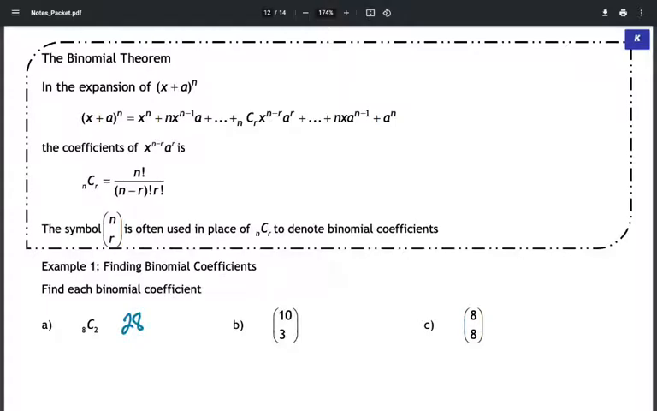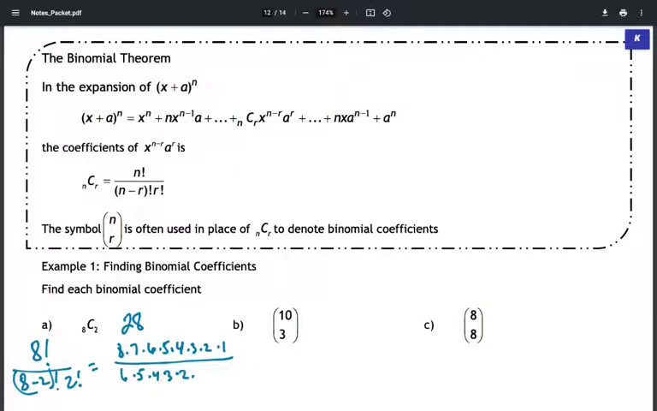And the way that, again, that works out is your calculator's doing this work for you. You get 8 factorial over 8 minus 2 factorial times 2 factorial. So that ends up being 8 times 7 times 6, 5, 4, 3, 2, 1 over 6 factorial, which is 6, 5, 4, 3, 2, 1, and then times 2 factorial, so 2 times 1. So all of these cancel with all of these, and then that 2 goes into 8 4 times, and that's how we ended up with that 28.